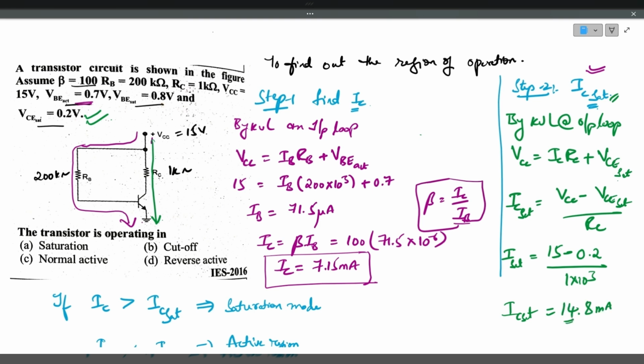14.8 milliamps is the current required for the transistor to enter the saturation region. But presently, the current flowing is 7.15 milliamps only. So the transistor is working in active region. So the answer is option C. The transistor is working in normal active region. Option C.